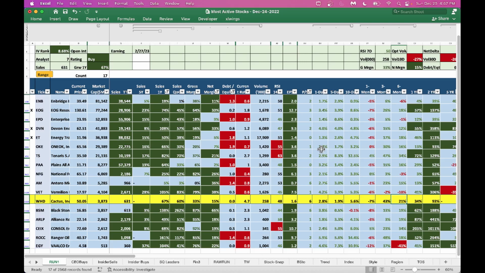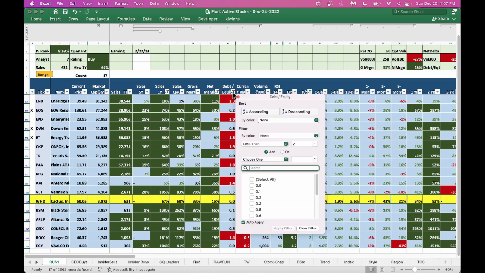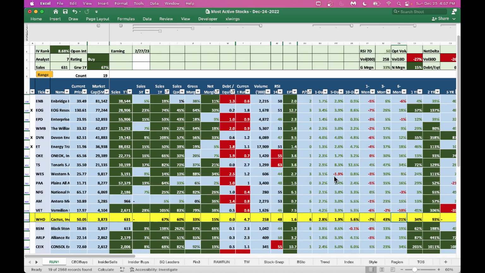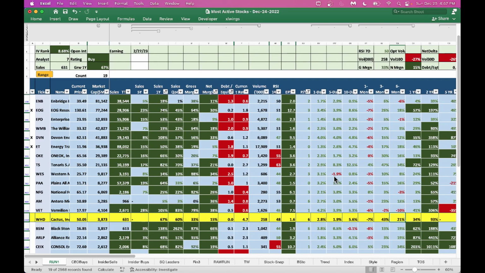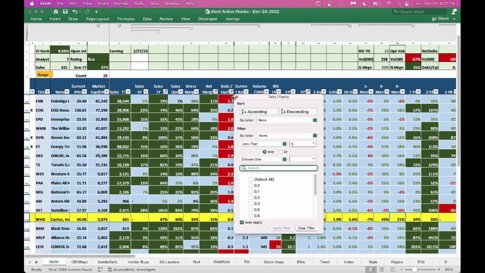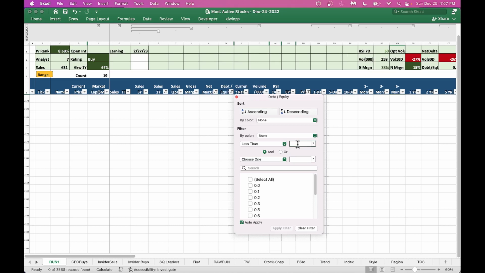So, some of the companies, especially in the energy business, have a little bit higher debt here. Let's say debt less than 5 here, because some of the big companies like ExxonMobil and Chevron did not make the list, probably because they have a little bit higher debt load. Let's go back here and change it to less than 10, and let's look at that. All right.